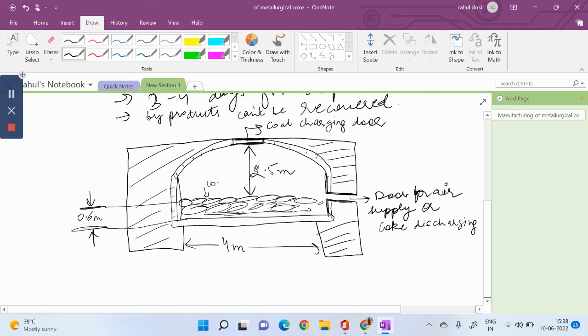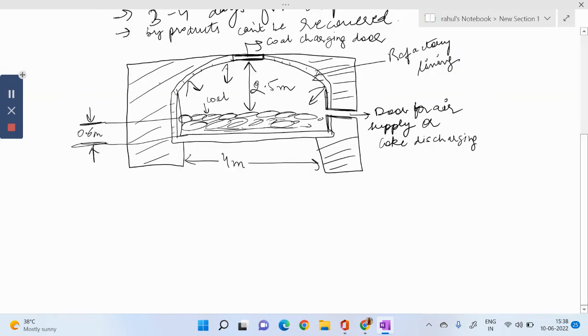This is coal. And all the heat produced gets reflected back. That's why these bricks are used. You can name it as the refractory lining. This is the radiated heat. And all this is the zone of combustion. So you can remember it easily.